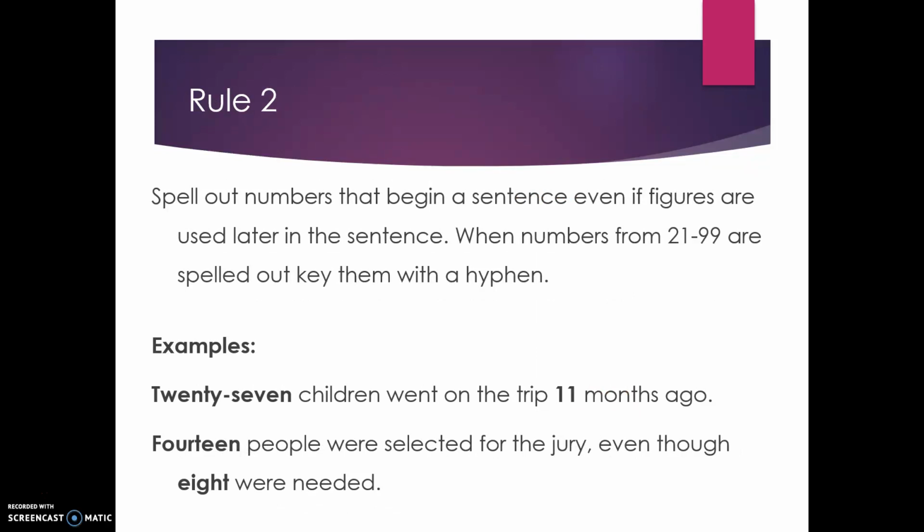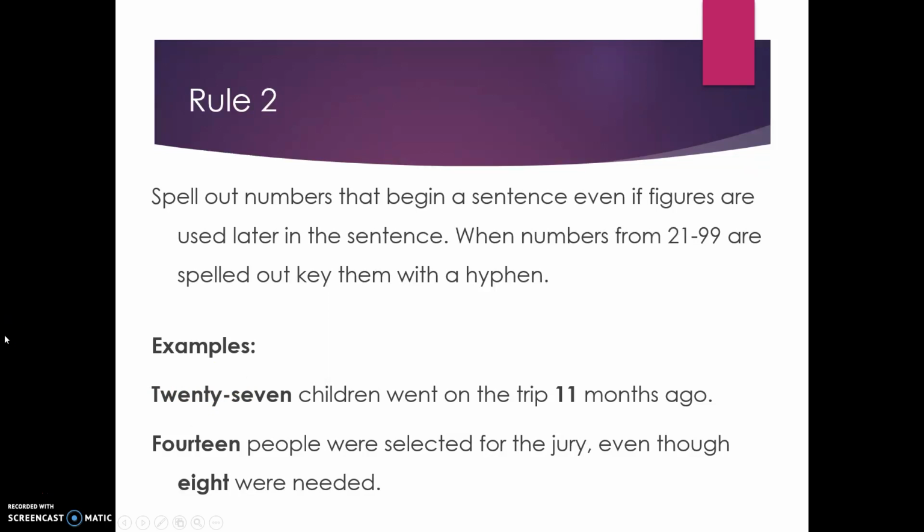Rule 2. Spell out numbers that begin a sentence, even if figures are used later in the sentence. When numbers from 21 to 99 are spelled out, key them with a hyphen. Example. Twenty-seven children went on a trip 11 months ago. Because this is the very first word, it needs to be spelled out, and because it's between 21 and 99, there is a hyphen.